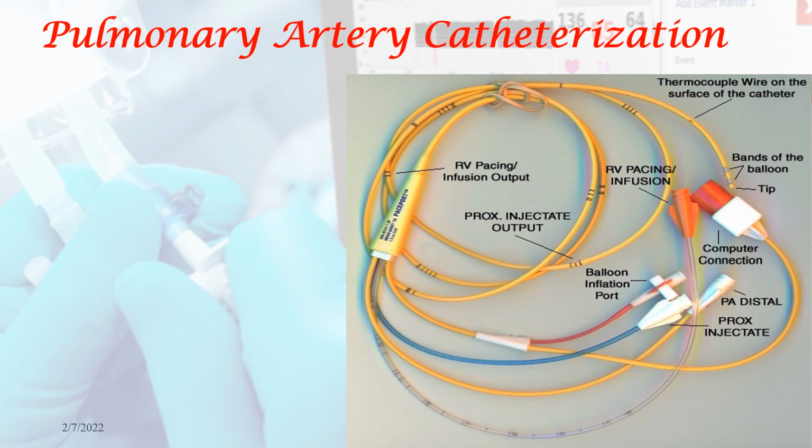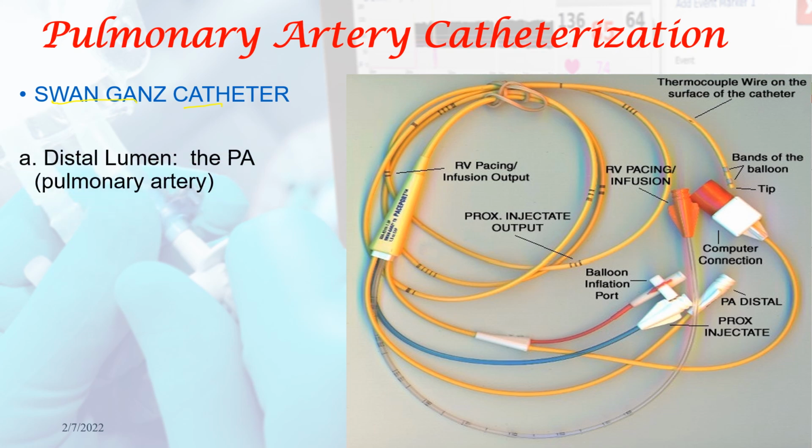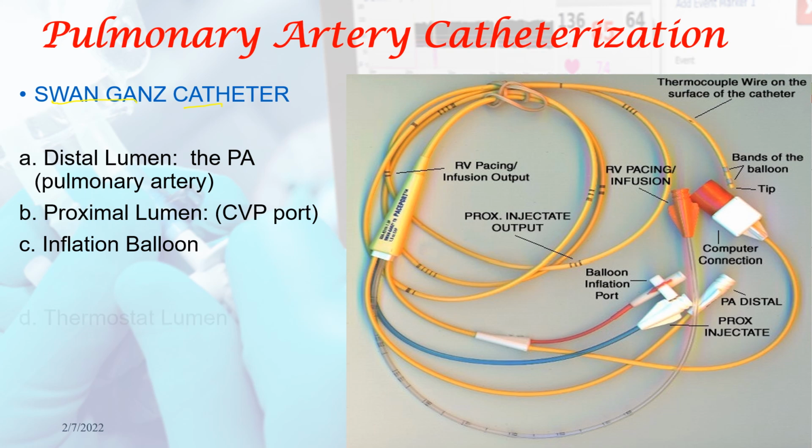This is the pulmonary artery catheter. The catheter we use is called the Swan-Ganz catheter. It has the following parts: the distal lumen, which is the pulmonary artery; the tube itself, where we can see the markings; the proximal lumen, which is the central venous pressure port; then the inflation balloon, thermistor lumen, and additional lumen.